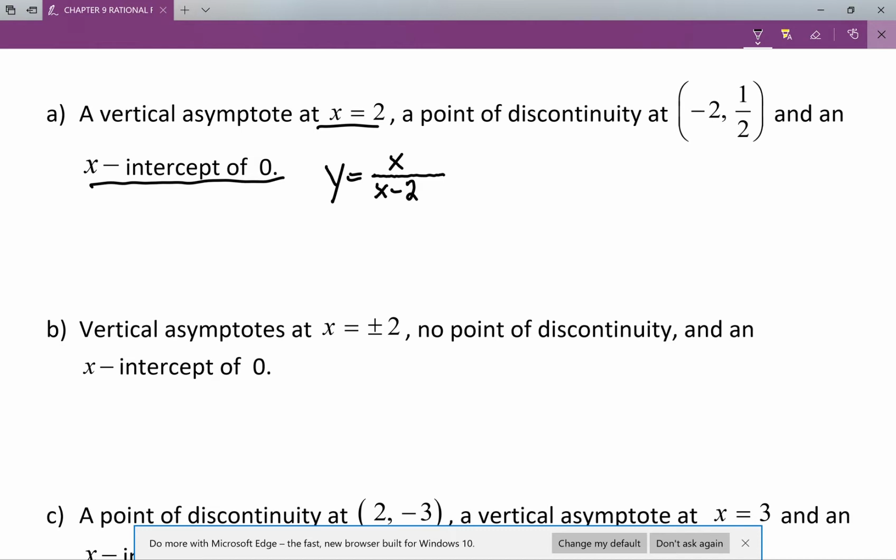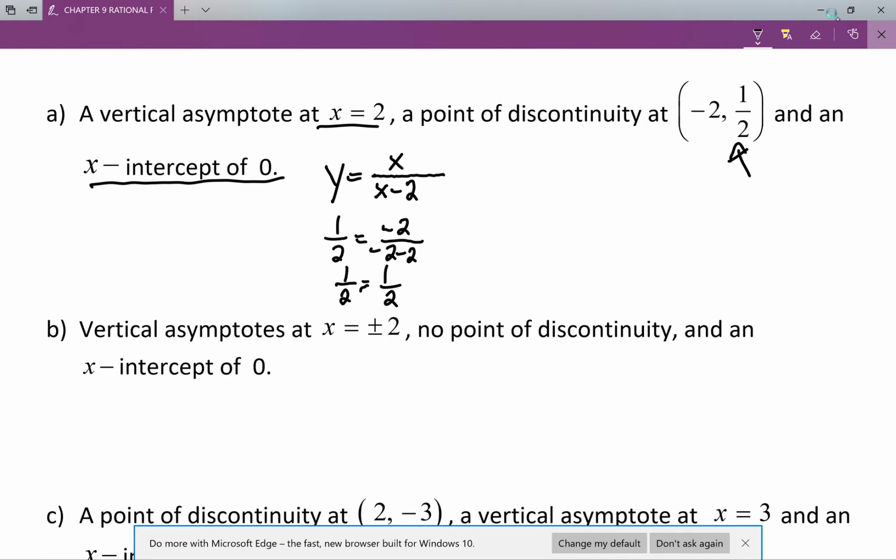Now, before I include this point of discontinuity, I'm just going to check to make sure that this point works and I won't have to introduce a constant value into my numerator. So y equals 1 over 2, and I go 1 over 2 equals negative 2 all over negative 2 minus 2, and I get 1 over 2 equals 1 over 2. That tells me that I'm not going to have to introduce a coefficient or a constant value into my numerator.